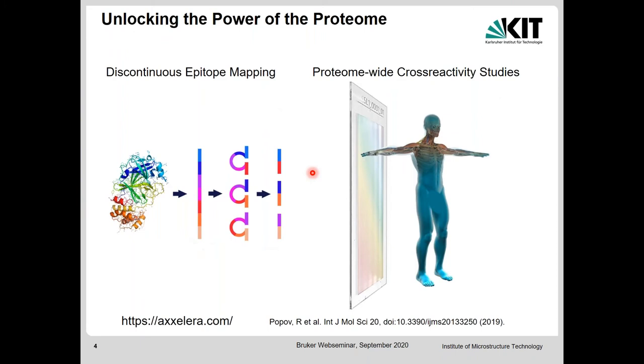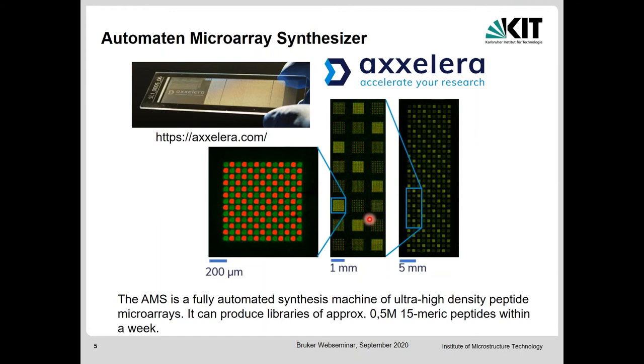Our research group and our spin-off company, Accelera, in cooperation with industry, developed a peptide library that covers the entire human proteome in the form of overlapping peptides. Using this, we can conduct proteome-wide antibody profiling or antibody cross-reactivity studies on a single microscope slide. Accelera has also developed an automated microarray synthesizer to produce ultra-high-density peptide microarrays. This machine can produce libraries of approximately 0.5 million 15-mer peptides within a week.